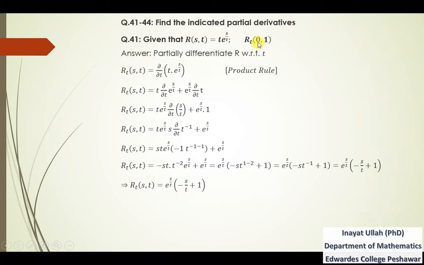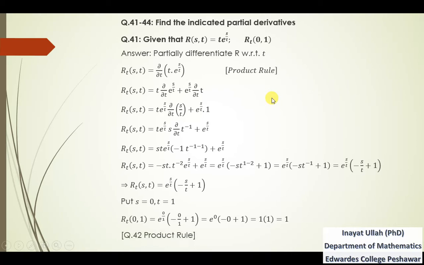Now replacing s by 0 and t by 1, we will get rt of 0, 1, so that will become e power 0 by 1 times minus 0 by 1 plus 1. 0 by 1 is 0, so e power 0, and 0 by 1 is 0, plus 1, minus 0 is 0, so 1 into e power 0 is 1, so 1 into 1 is 1. So rt of 0, 1 is 1. So that is the first order partial derivative of r with respect to t when s is 0 and t is 1.